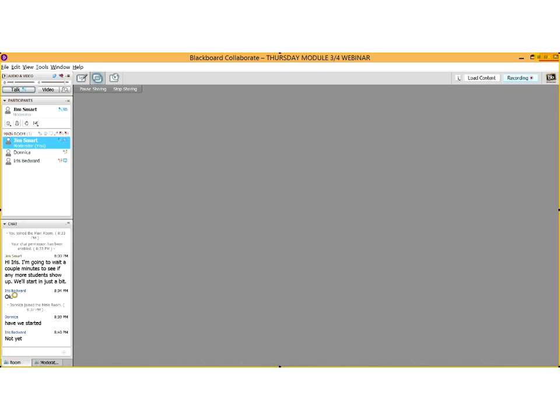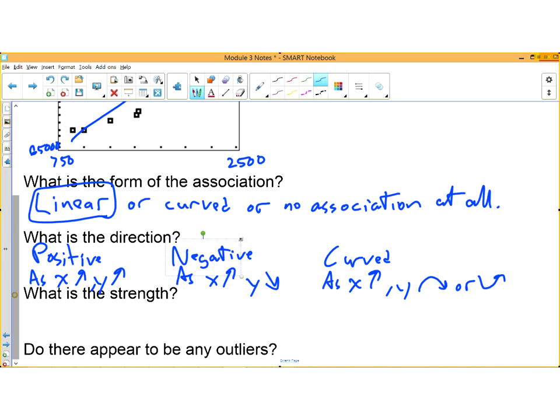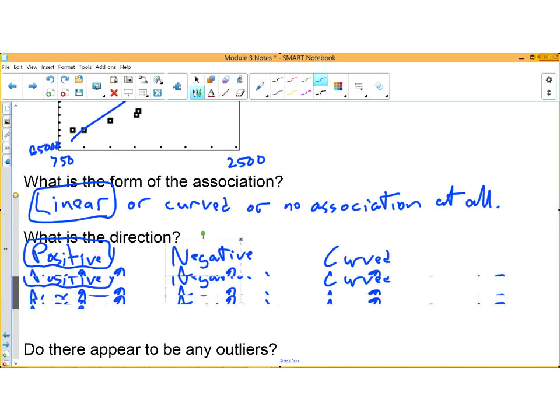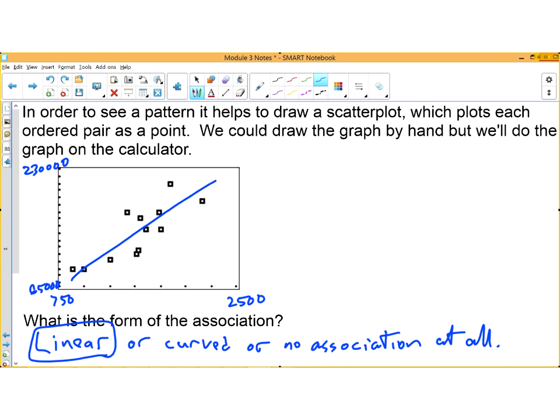You can jump in and use your chat box if you want to, or your microphone. Positive, yes, indeed. Okay, so it is positive. So we'll box in positive for this graph here.